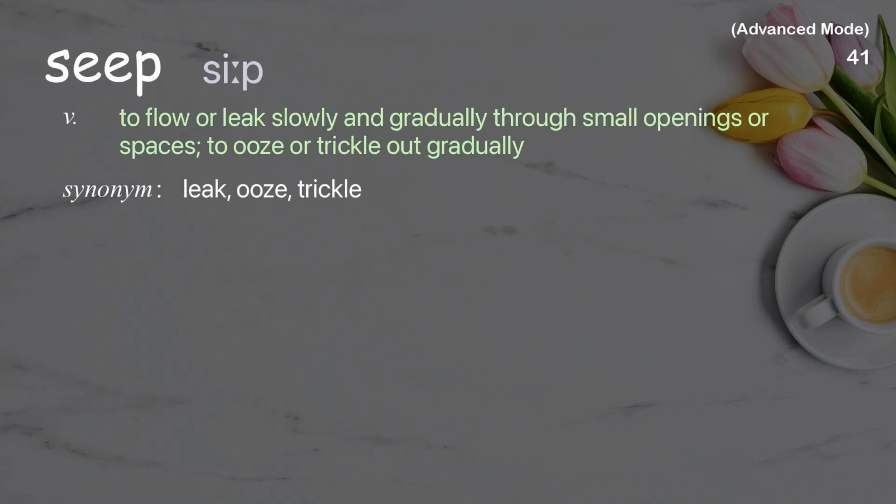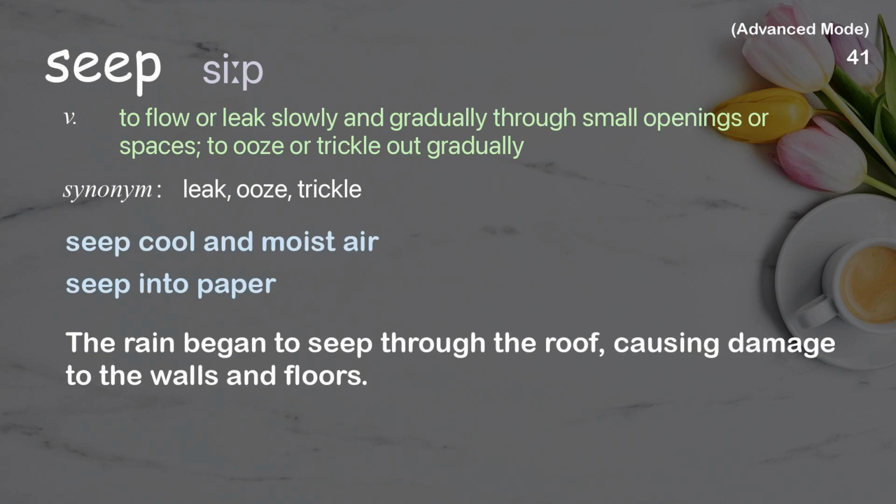Seep. To flow or leak slowly and gradually through small openings or spaces, to ooze or trickle out gradually. Examples: Seep cool and moist air. Seep into paper. The rain began to seep through the roof, causing damage to the walls and floors.